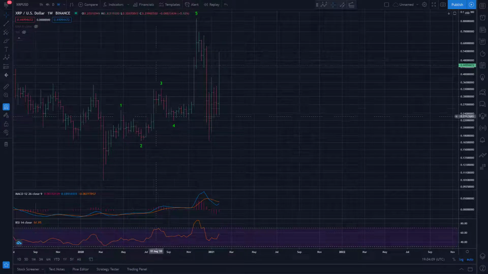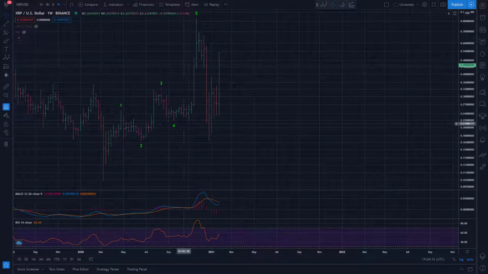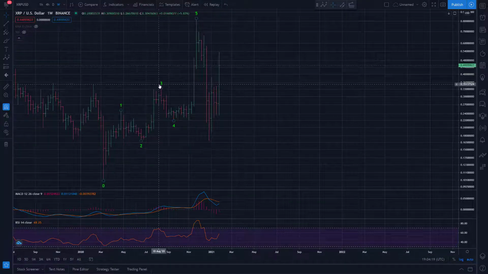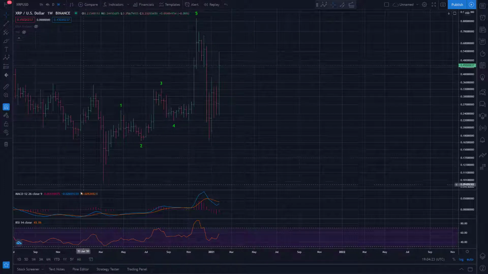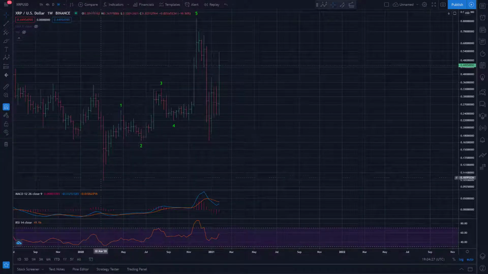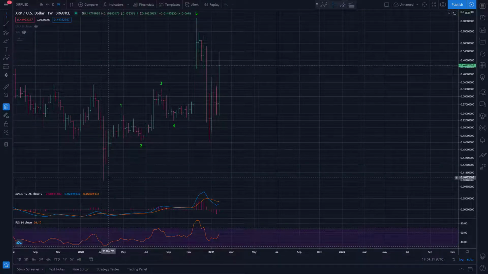And okay, if you had a diagonal instead of an impulse, so a leading diagonal, for instance, 1, 2, 3, 4, 5, 4 can overlap 1. In fact, it must. And 3 would have to be shorter than 1, which it is. But then 5 would have to be shorter than 3, which it is not. So you can't call this a leading diagonal. You can't even call it an expanding leading diagonal, because in that case, it still doesn't work.